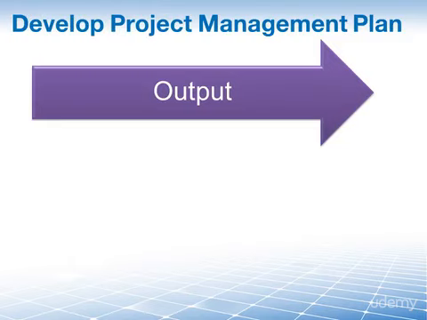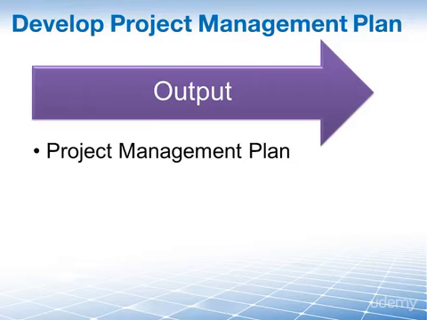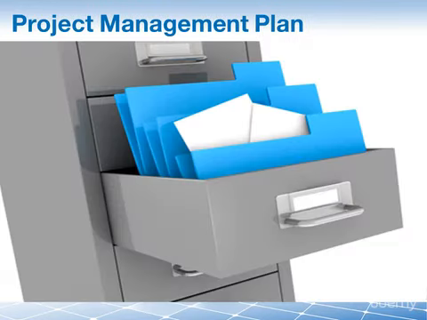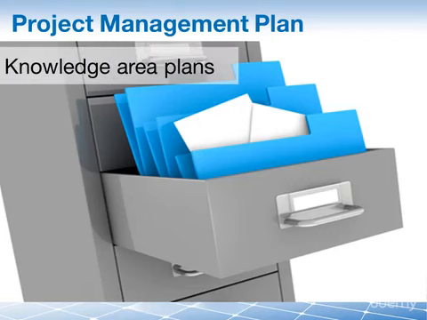Okay, no surprise here. If the process is called Develop Project Management Plan, then it's a no-brainer that the output is, of course, the Project Management Plan. But let's discuss more of what is contained, typically, in this output. Your project management plan is a consolidation of all the subsidiary plans from all the knowledge areas. So that would be your schedule management plan, scope management plan, quality management plan, etc.